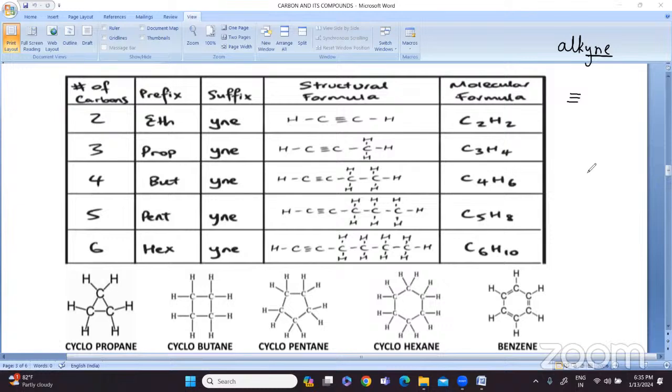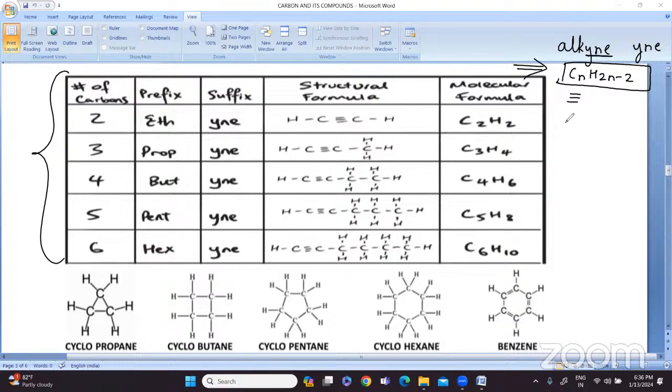Okay, as discussed in alkanes and alkenes, the prefix remains the same. Only the suffix will be different. So the suffix used will be YNE. The general formula is CnH2n minus 2. So this set of organic compounds follows this formula, that is CnH2n minus 2.